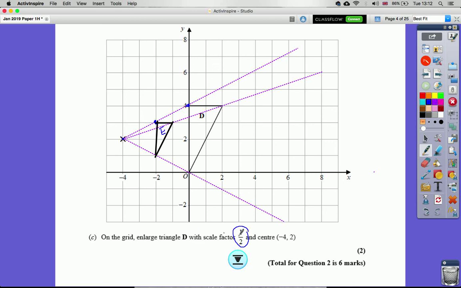After you found that, look at the scale factor, it's half. So if the triangle had one of its lengths as 2, that length in the new triangle is going to be 1. Then the second length was 4, so in the new triangle it's 2, and then you can join the two ends and you will get your enlarged triangle.